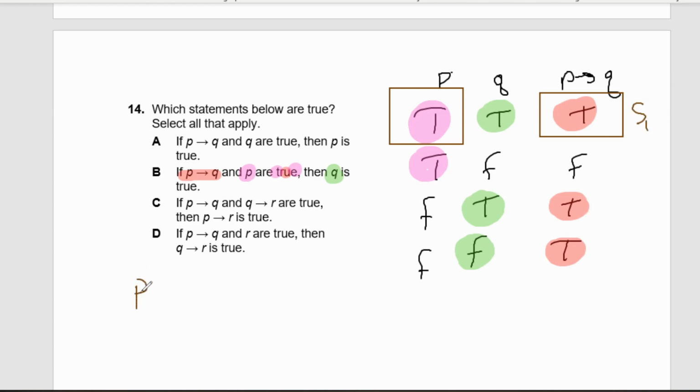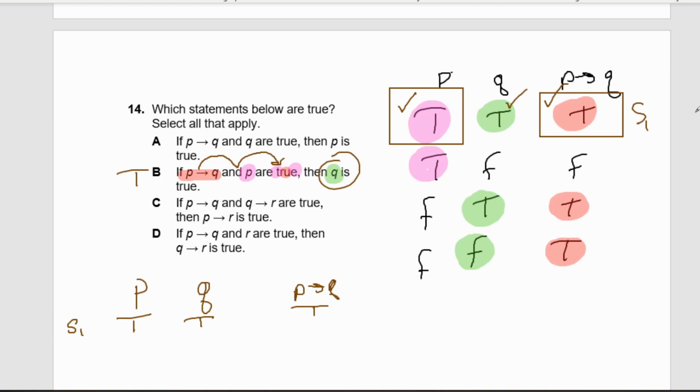I'm going to come down here and say that P implies Q. And I'm going to go ahead and start with scenario 1. So my hypothesis again was P implies Q and P are true. Double check it. P implies Q is true. P is true. So I'm going to say my hypothesis is true. And then Q is true. Well, in this scenario, Q is true. And true gives me an overall truth value of true.